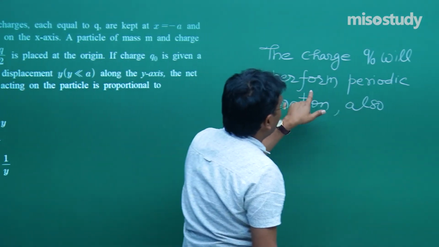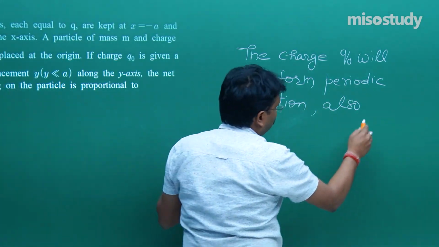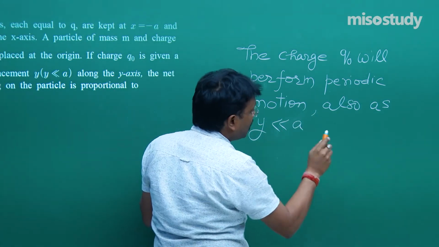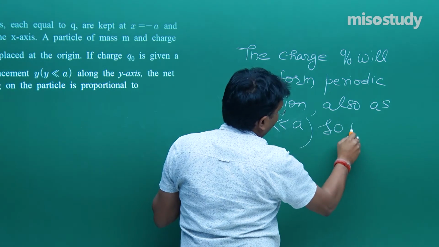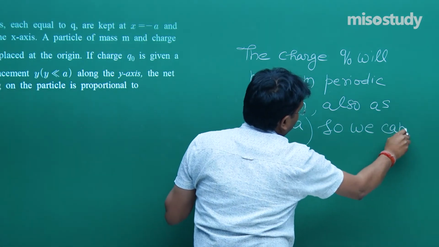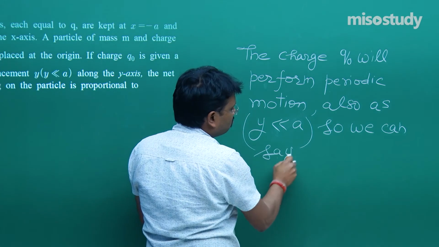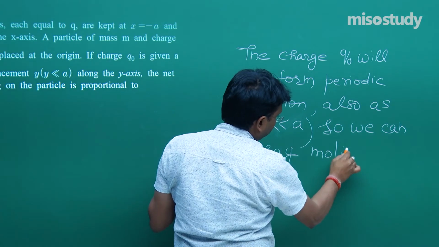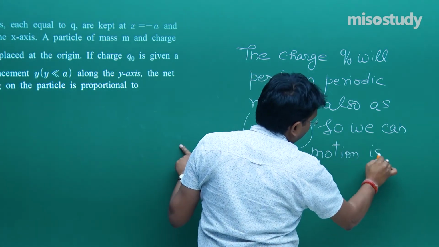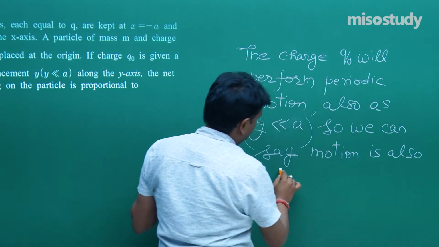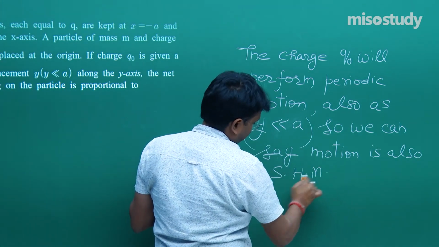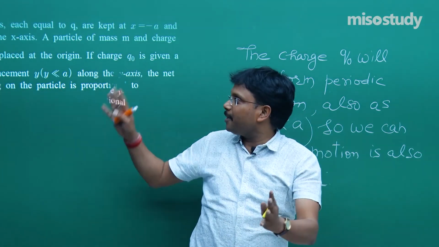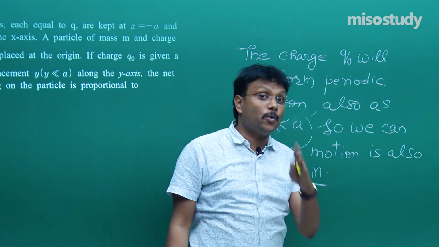So the charge Q0 will perform periodic motion. Also, as y is very, very less than a, we can say up to normal accuracy that the motion is also SHM. The moment you start thinking like this, all possible aspects, all possible angles of the problem, you are going to enjoy.